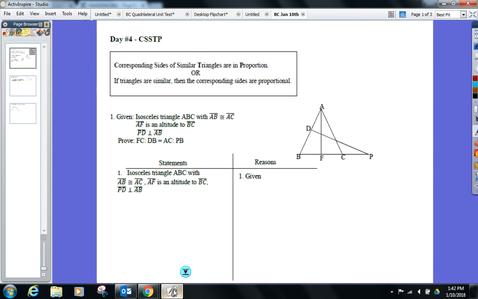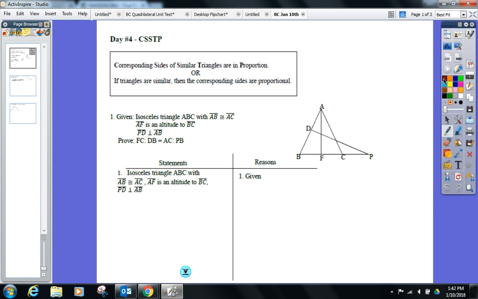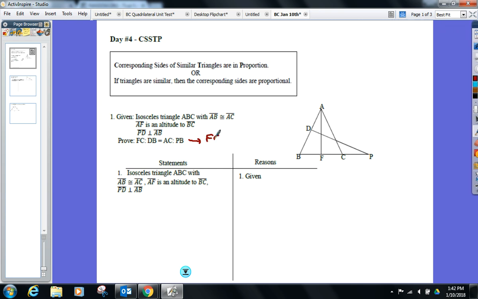All right, so let's take a look at this first one here, the proof statement. A little bit different than what we're used to. But do you remember on the second day of this unit, I showed you there's a couple different ways to write a ratio? And this was one of them. If you do not like the way this looks, rewrite it. This is the same as FC over DB equals AC over PB.